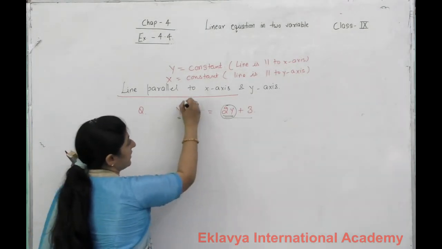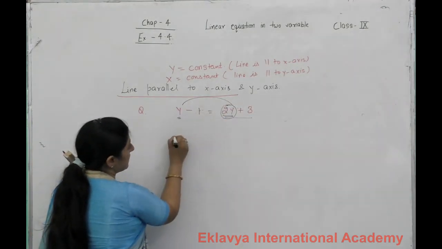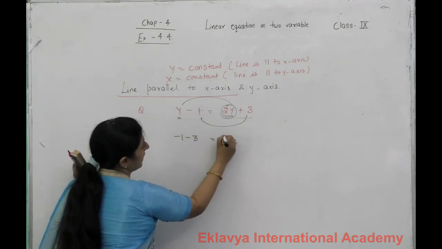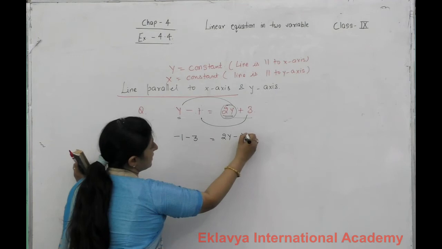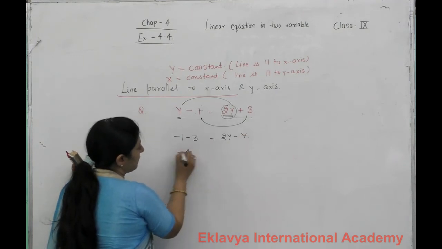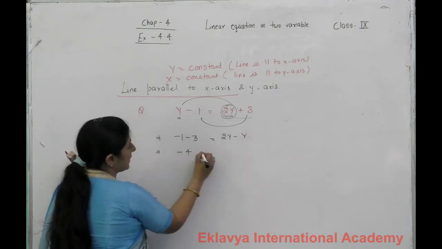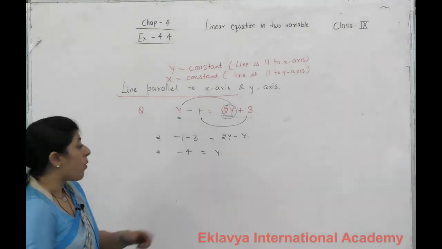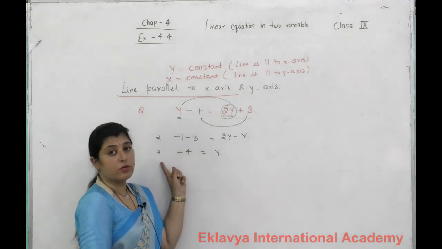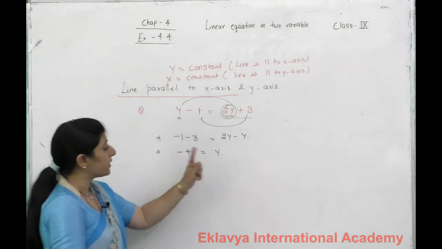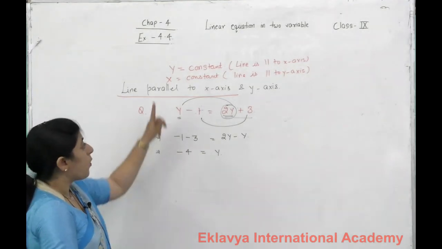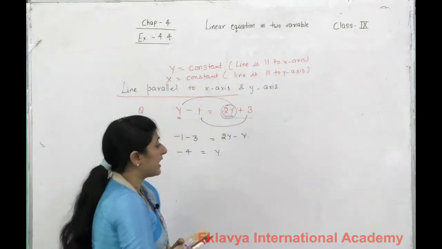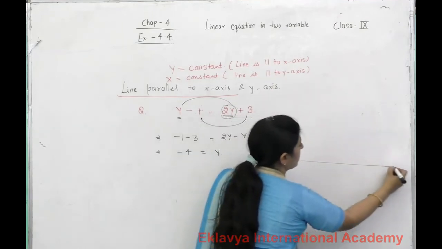Then shift here. This is minus 1. When you take it here, this becomes minus 3. 2y minus y, minus 4 is equal to y. It means your equation is y is equal to minus 4. So y is equal to minus 4. It means y is equal to constant. Y constant, then the line is parallel to the x-axis. Then how to make the graph?